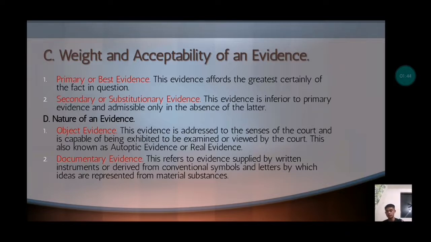The next is letter D, nature of evidence. So number 1 is object evidence. This evidence is addressed to the senses of the court and is capable of being exhibited, examined, or viewed by the court. This is also known as autoptic evidence or real evidence. Number 2 is documentary evidence. This refers to evidence supplied by a written instrument or derived from the conventional symbols and letters by which ideas are represented on material substances.